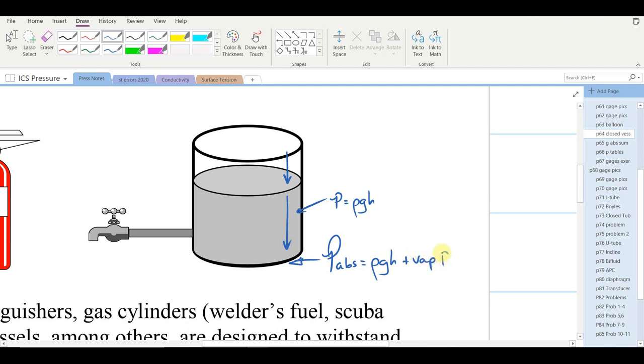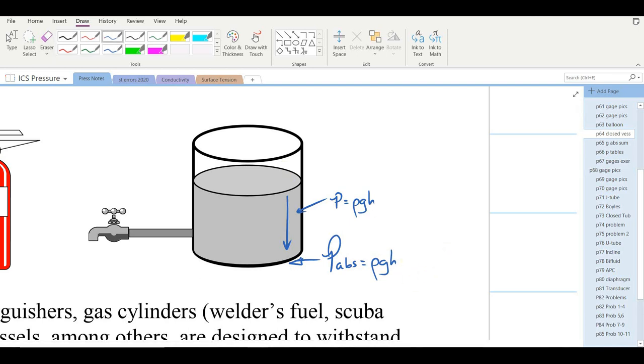But what if it's something like sulfuric acid? Sulfuric acid boils at a very high temperature. It virtually has no vapor pressure. Let's assume this is empty. There's no air in the tank. It's just completely evacuated. There's no pressure. Then the pressure in the tank would simply be rho GH.